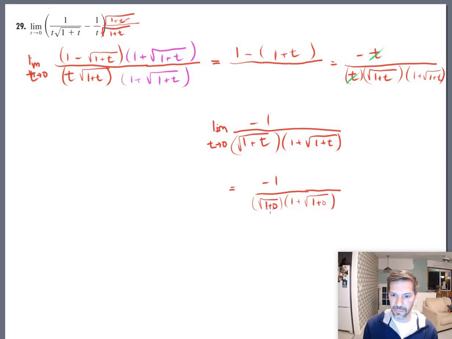So this becomes the square root of 1, which is 1. So I get negative 1 over 1 times 2, 1 plus 1. So this ultimately becomes negative 1/2. So that's our limit for number 29. So both these problems, the hard part is not the limit, the hard part is the algebra. But hopefully that gives you enough to get you going on those two problems.